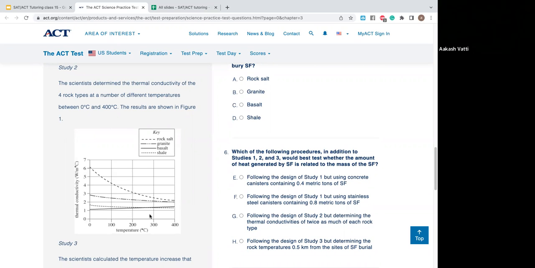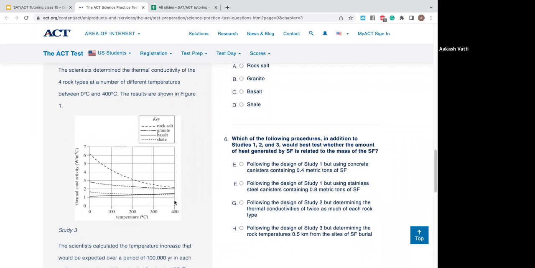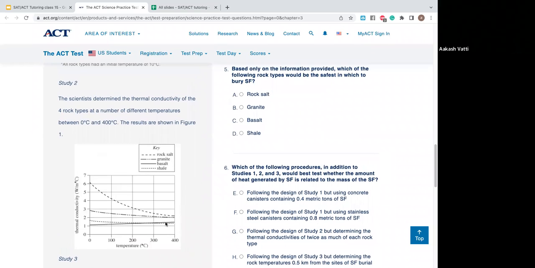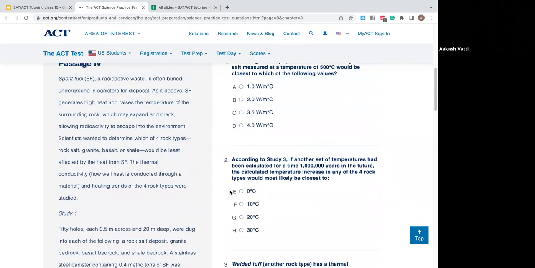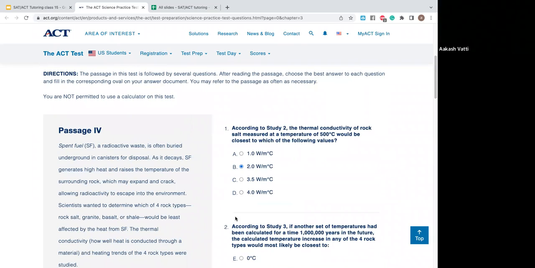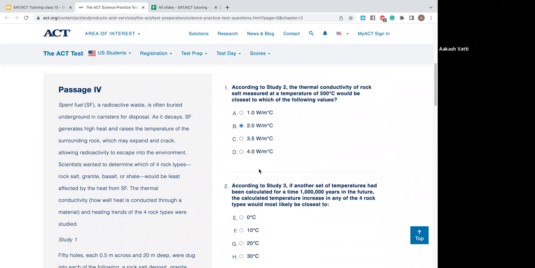So at 500, you would say that it would decrease very little. So you'd say around maybe 2 still, because it was a bit more than 2 at 400. So I would assume that the answer for this one would be B. Did anyone else get something different and want to explain why?